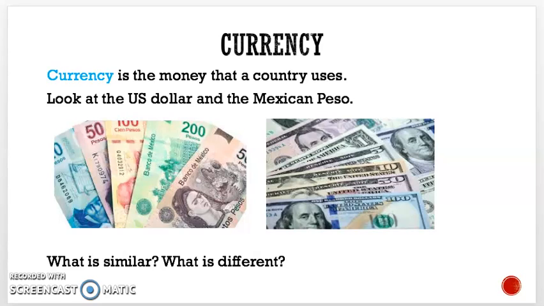So today we're going to talk about currency, and currency is just the money that a country uses. So let's look at the US dollar. And then let's look at the Mexican peso. What do you notice are some similarities and what do you notice are some differences? Okay, looking at the names on it, you see numbers that tell you the denomination, which means how much it's worth. So even if it was written in that country's language, numbers are pretty universal.